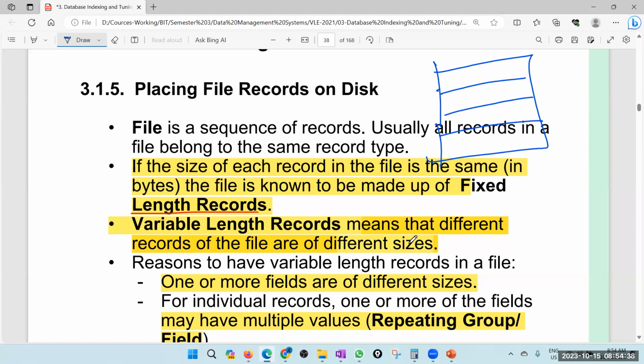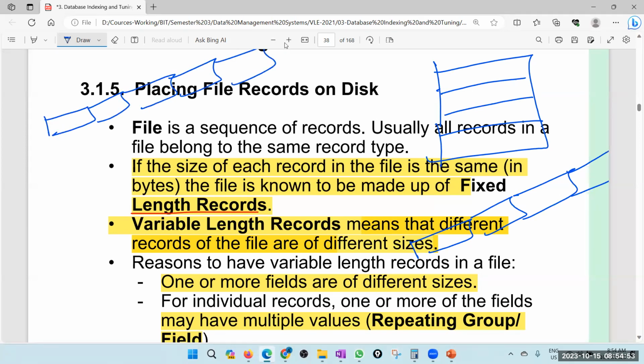You can even look at a file as something like one record, next record, next record. So that is how usually we look at a file, and this is how you look at a table. You look at a file as record, next record, next record, and so on. Okay. And this is my record 1, record 2, record 3, and so on.